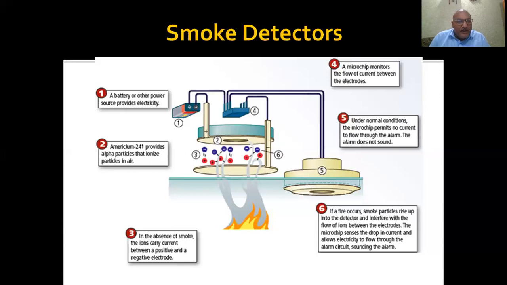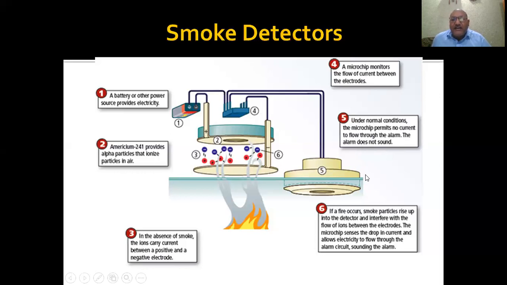So here you see number one, a battery or other power source that provides electricity. Number two, americium-241 provides alpha particles that ionize particles in the air. Number three, in the absence of smoke, the ions carry current between the positive and the negative electrode. A microchip monitors the flow of current between the electrodes. Under normal conditions, the microchip permits no current to flow through the alarm. The alarm does not sound.